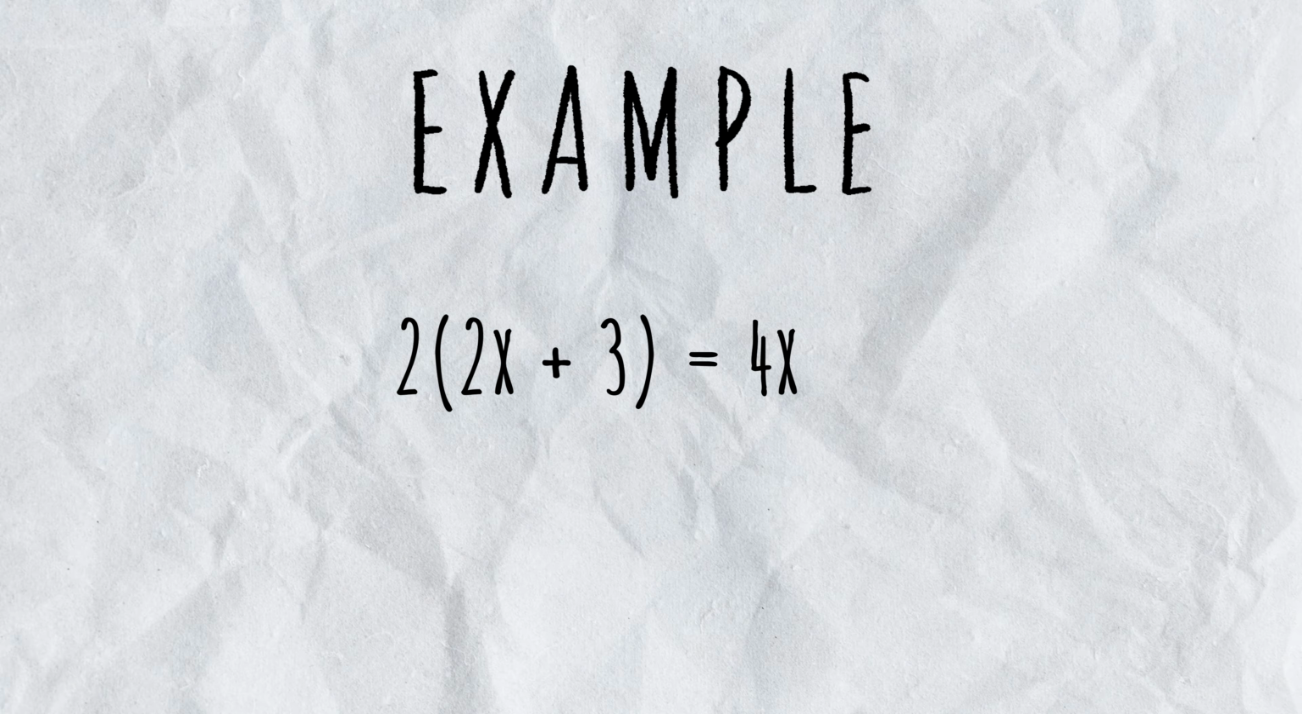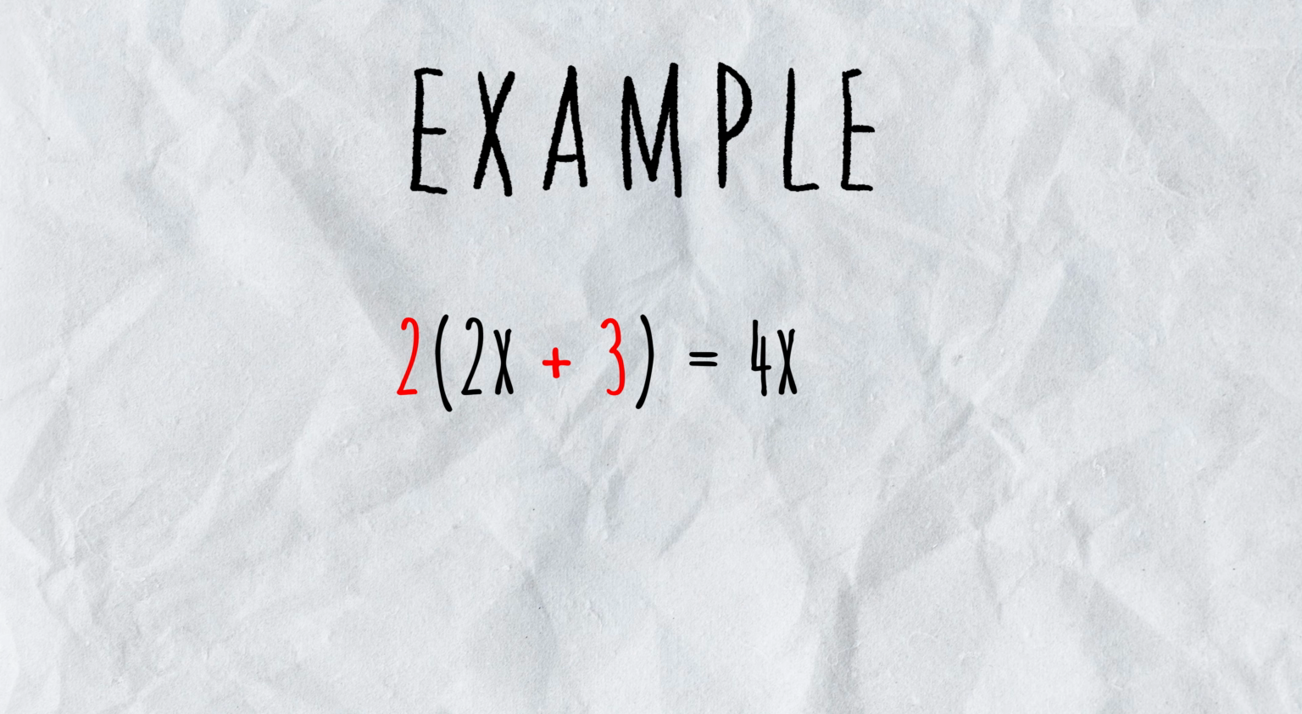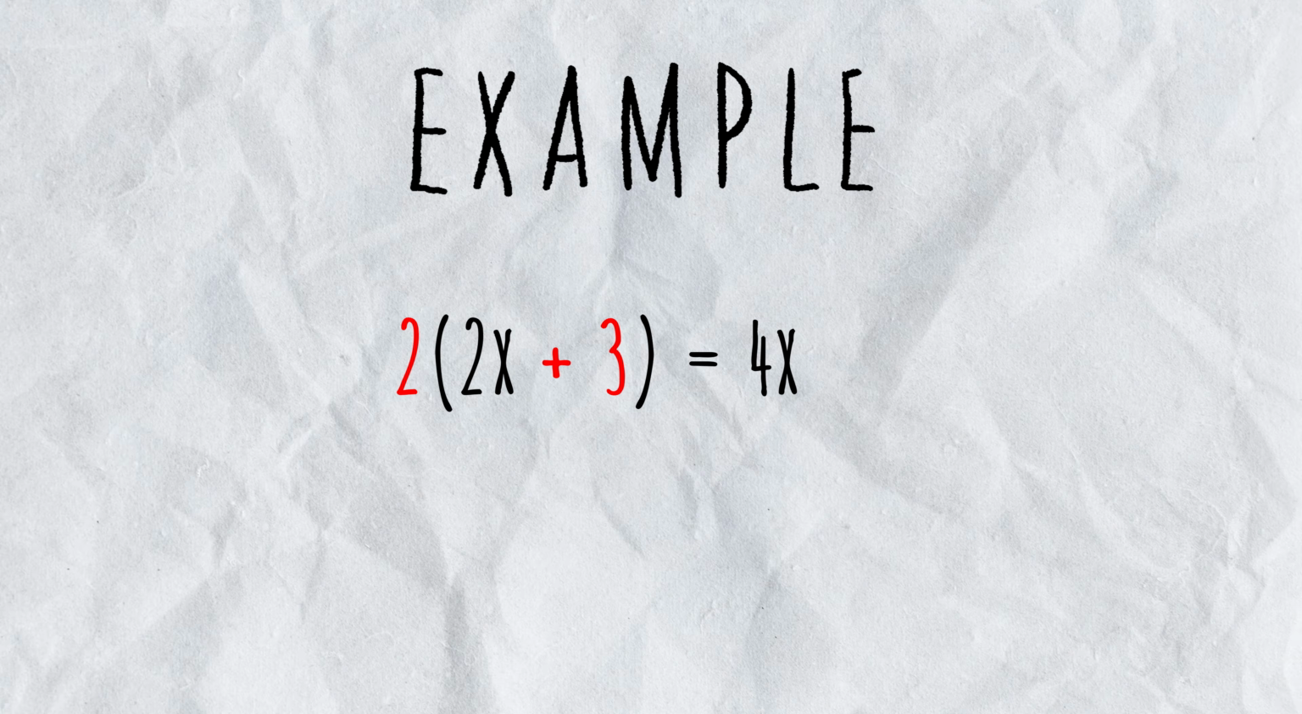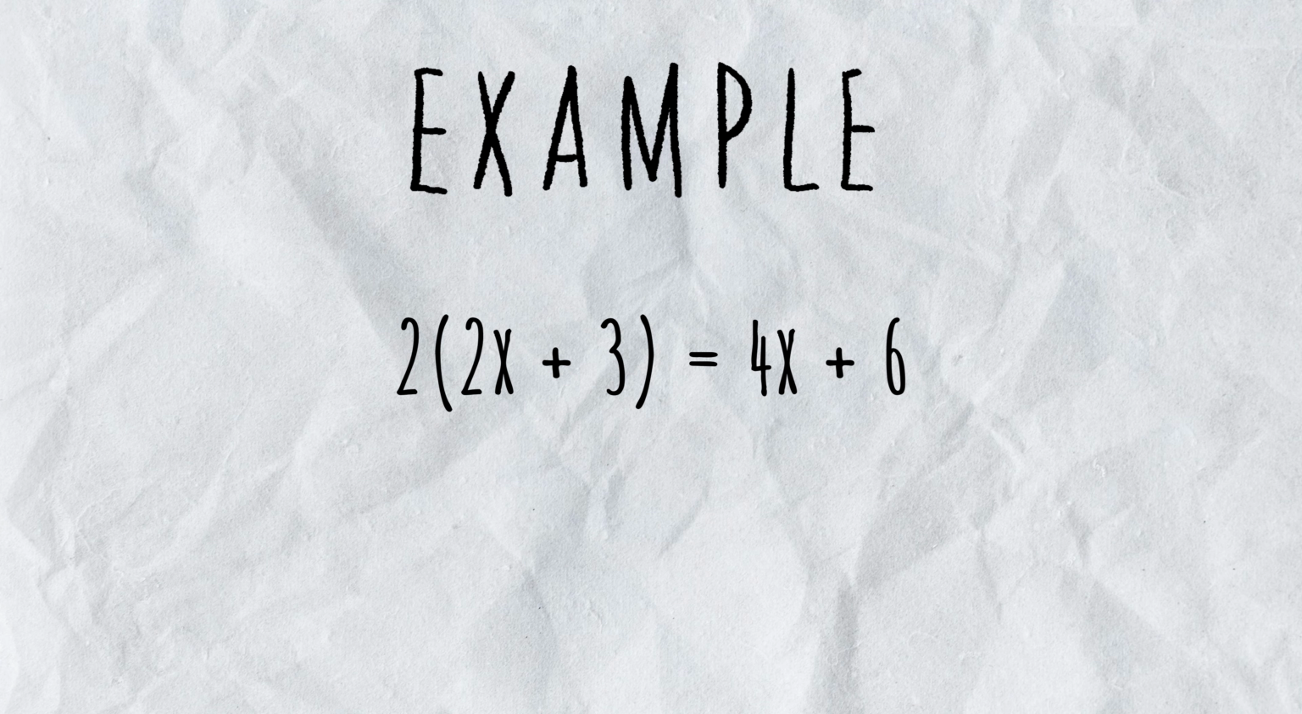Then afterwards, we need to do 2 times plus 3. The reason we need to do this is because we've got to multiply everything inside of the bracket by what's outside the bracket. If you remember, we've already done the 2x, which has become 4x, and now we need to do 2 times plus 3, which equals plus 6, and that will get you our final answer of 4x plus 6.